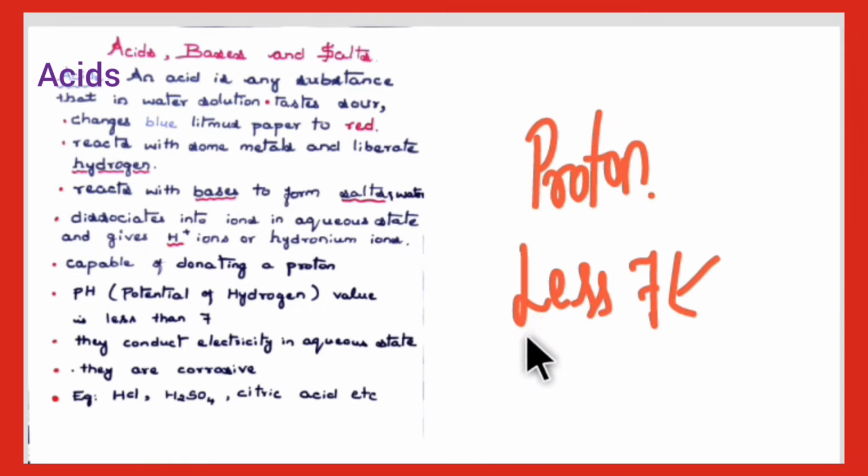So they are acids. Next, they conduct electricity in aqueous state. Aqueous state means solution state, watery state. Then they are corrosive; they have the tendency to be corrosive on metals. Examples for acids, these are very basic: HCl, hydrochloric acid, H2SO4, sulfuric acid, and citric acid. These are the examples for acids.